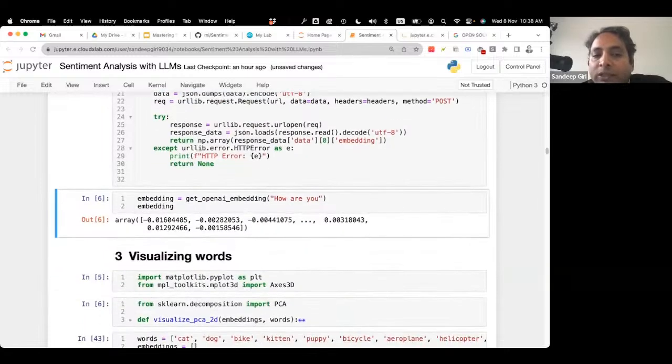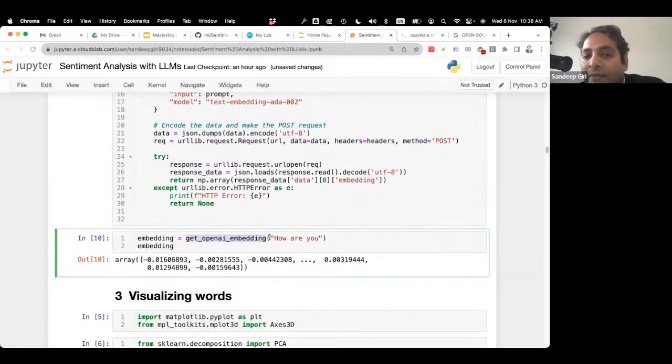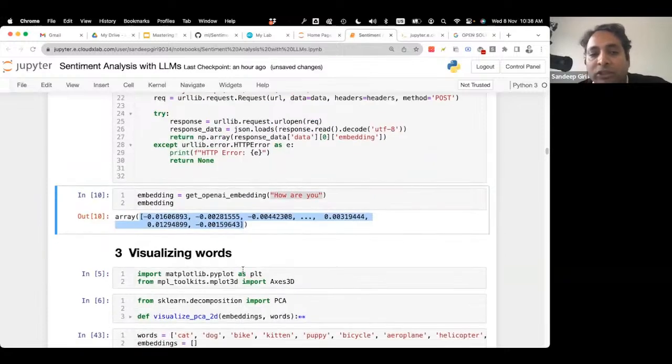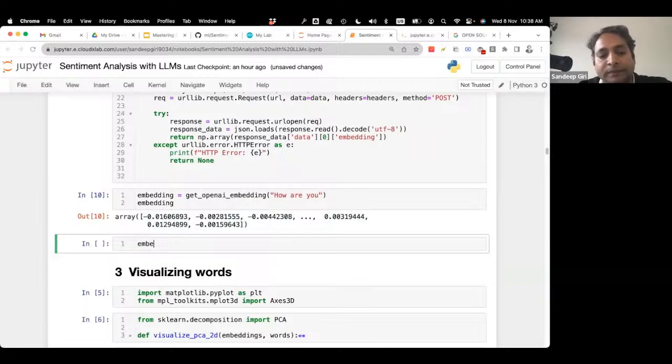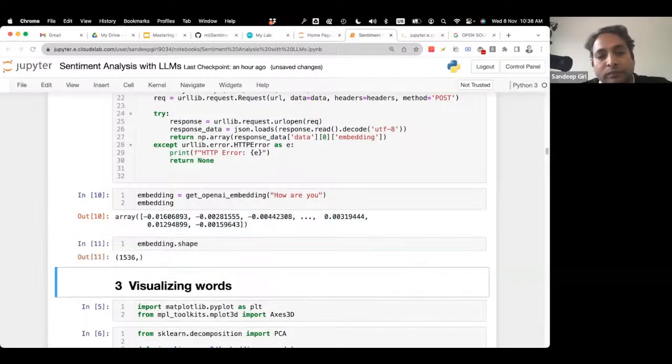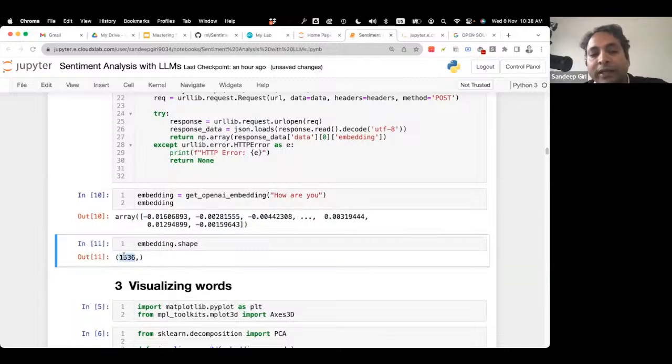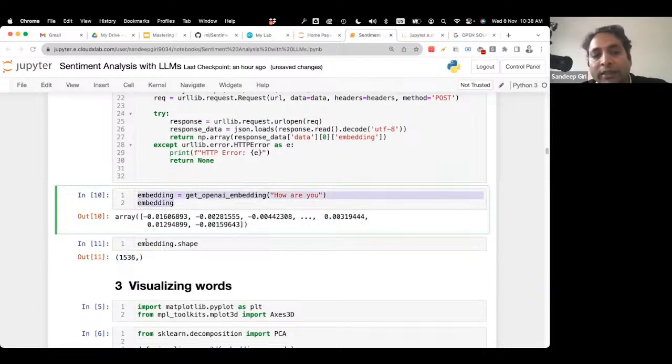Let's take a look. So we are saying embedding is equal to get OpenAI underscore embedding, and how are you? So we are calling this function we just defined. We are giving a sentence called how are you? And it is converting it into a bunch of numbers. Now, how big are these numbers? Let's take a look. So when I say embedding dot shape, it says that it is 1536 numbers.